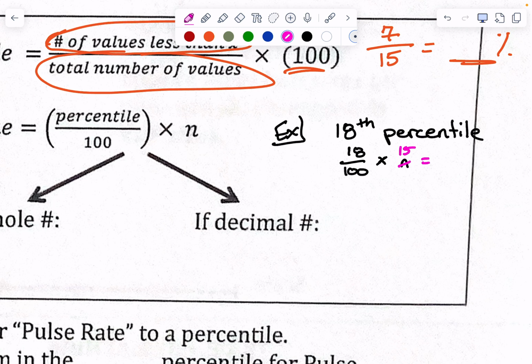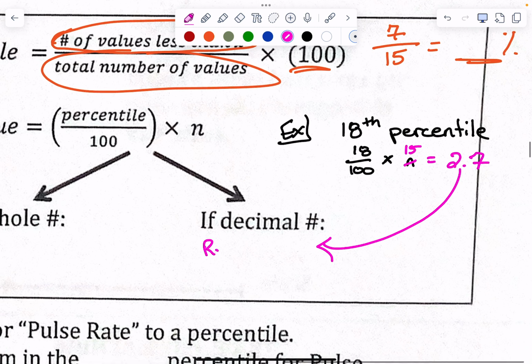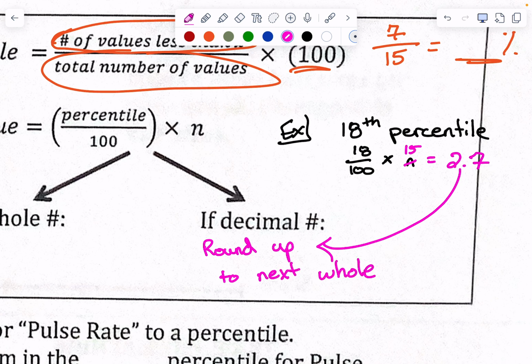What is 18 over 100 times 15? That's 2.7. Okay, 2.7 is a decimal. If it is a decimal, round up. Even if it's 2.1, you round up to the next whole number. So it'd be 3. So I take the third person. Now who is the third person? That'd be in order. So the third person would be Josie, if we were doing the 18th percentile.